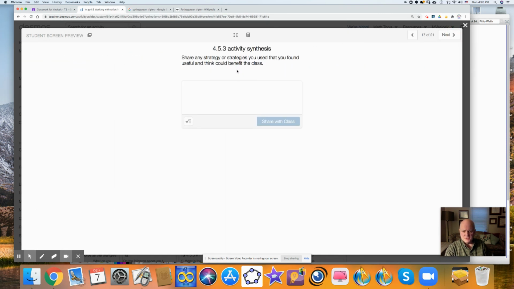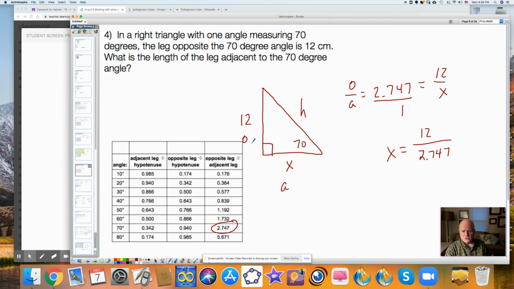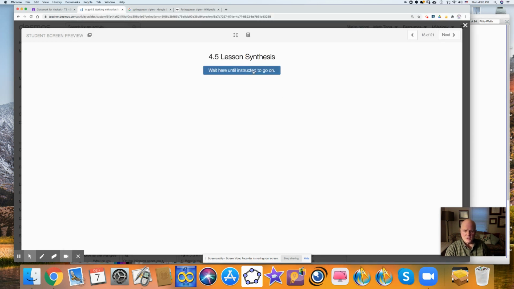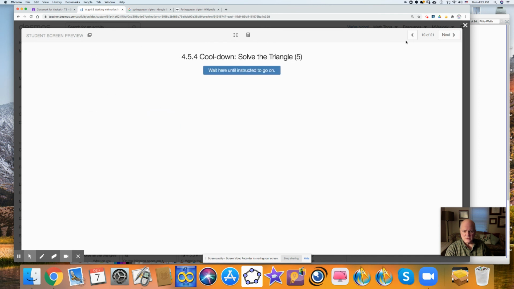Our synthesis. Strategies that you use to solve this. One strategy that I use that I'd like to see you notice you do, I mark the opposite from the reference angle, because if this were my reference angle, it would be different. I mark the opposite, adjacent, hypotenuse. That's something I would like you all to do. Lesson synthesis. You can talk about this.